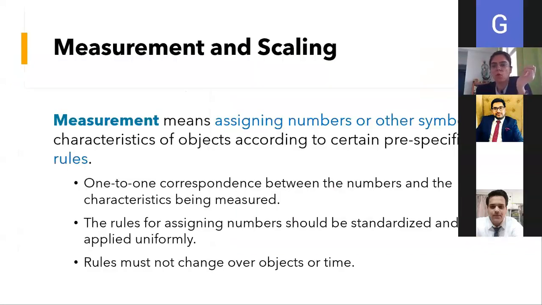So what is measurement and scaling? Measurement means you are assigning numbers or other symbols to characteristics of objects. So the object is what here? That person is the object, and you are assigning numbers. That is height, say 5 feet. So you are assigning that number to an object, that is a person, according to certain pre-specified rules. And the rule here is that you apply that tape measure and extend it vertically from the ground to the top of the head, and using the ruler you are measuring it. So that is measurement.